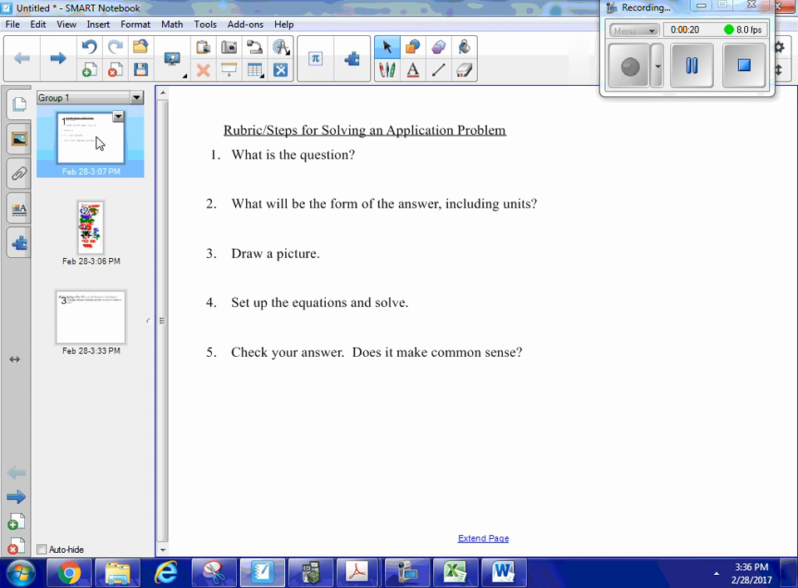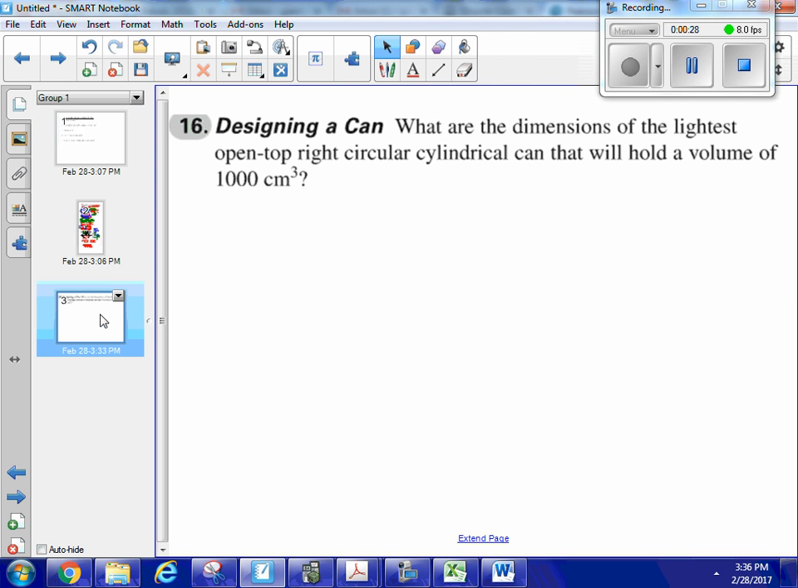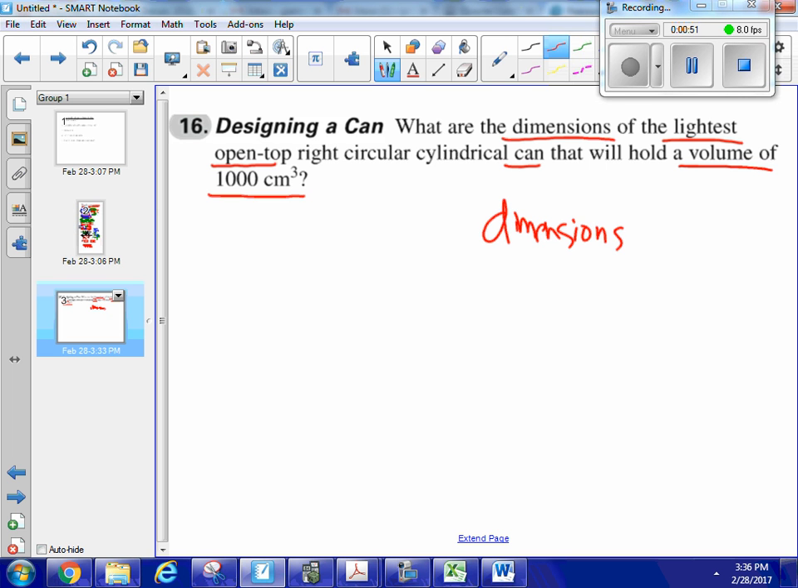What do I need to solve an application? What is the question? What will be the form of the answer, including units? So the question is: what are the dimensions of the lightest open-top can? That's what I'm trying to find, and it has to hold a volume of 1,000 cubic centimeters. So I'm looking for dimensions, and those are going to be in centimeters, and I'm looking for the lightest.